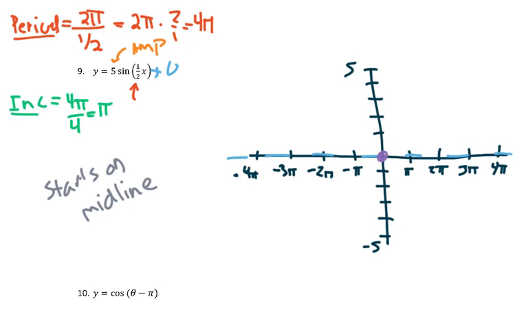So now positive sine, so I'm going to go up first. So I'm going to go up to 5. And then back down. And then to the bottom. And then to the middle. So each increment over. And then we finish off the negative side.